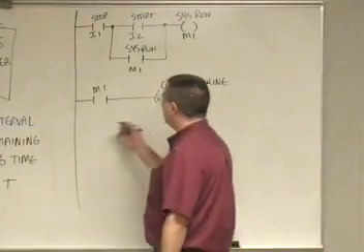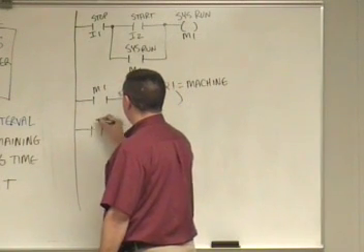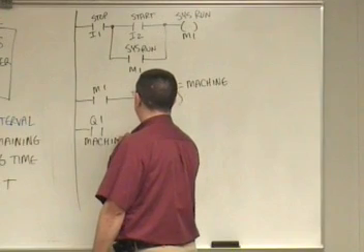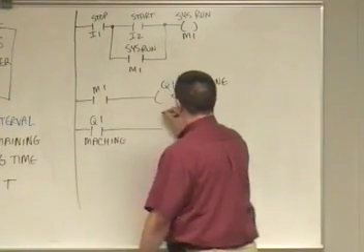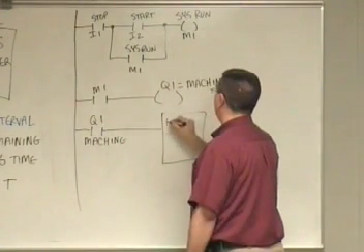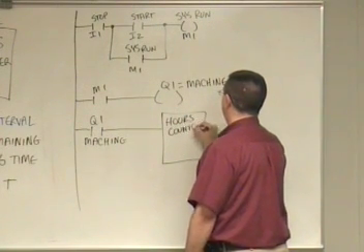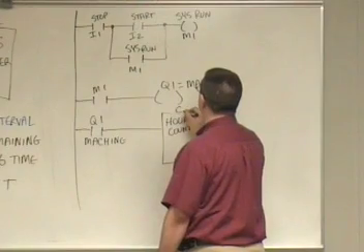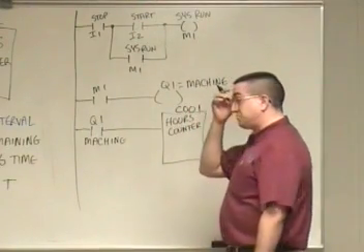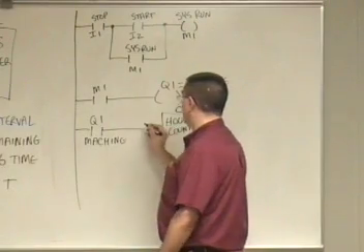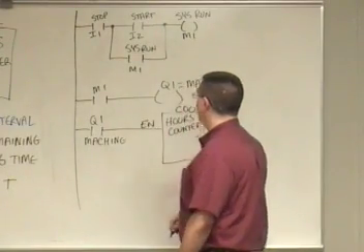Okay? But then let's say I want to track how long that machine's been running. So I say, you know what, when Q1, when this machine is on, I want to feed one of the pins on my hours counter. And we're going to call this C001. Which pin am I feeding? The enable? The enable pin, very good.